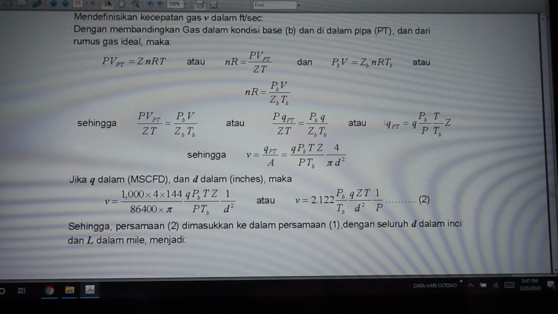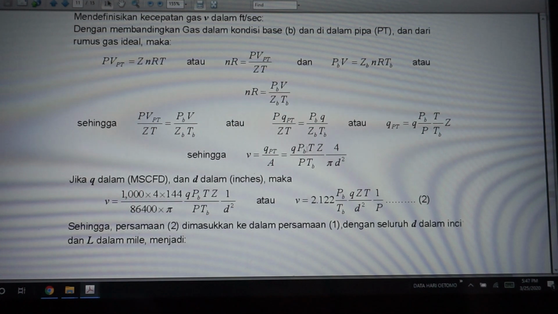So Q inside the pipe is equal to this number. So the V, Q, P, T divided by A becomes this long equation.